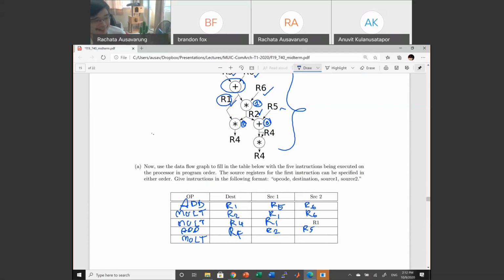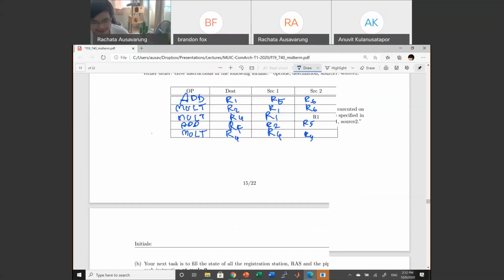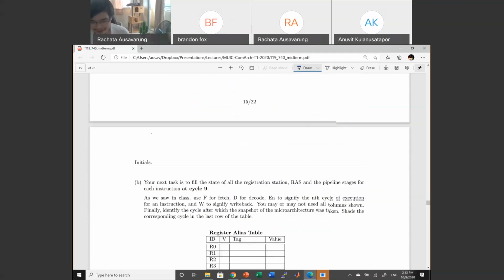The last one is weird, but it's a totally legit operation. What am I multiplying with, and what is the result of my multiply? Yep, you multiply R4 and R4, write it back to R4. Right? So that's it. That's the first part of the question.